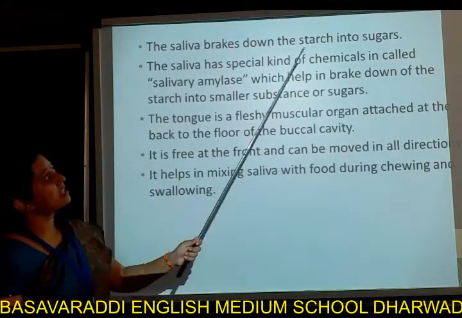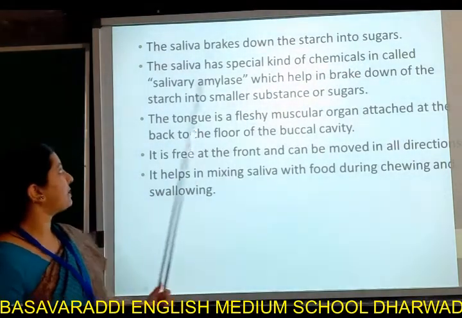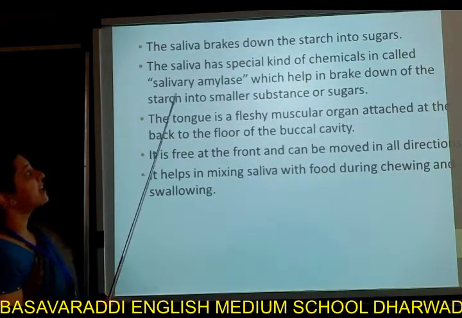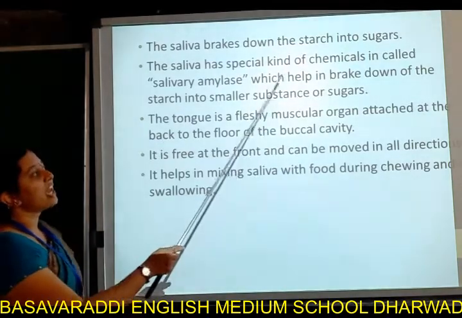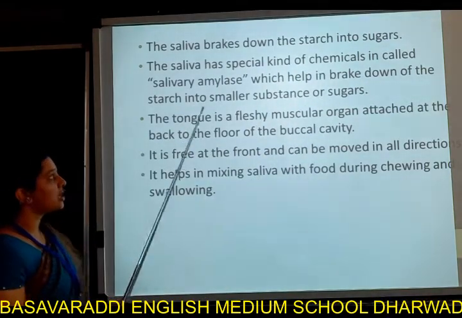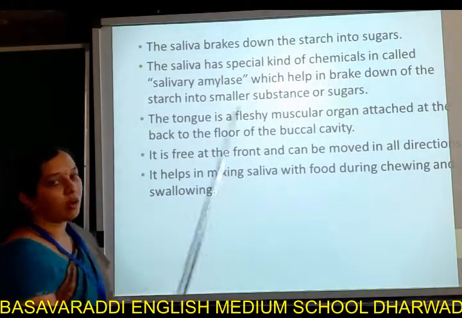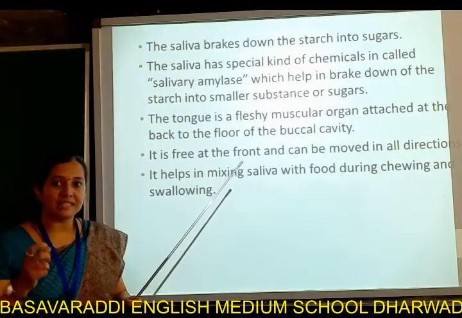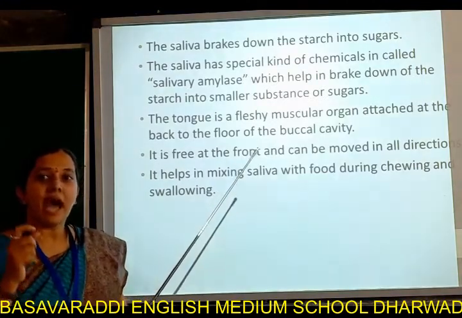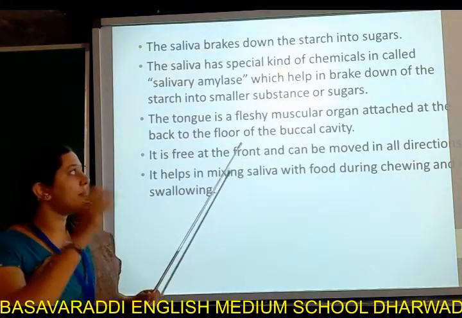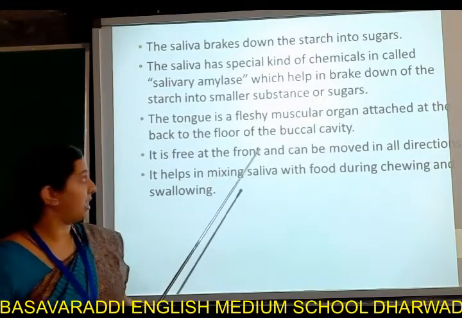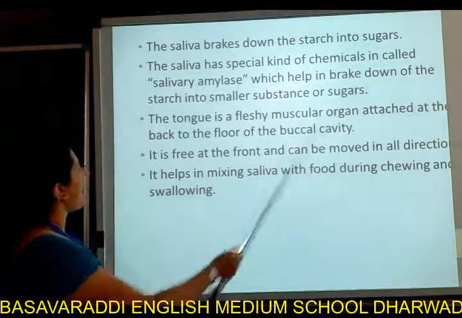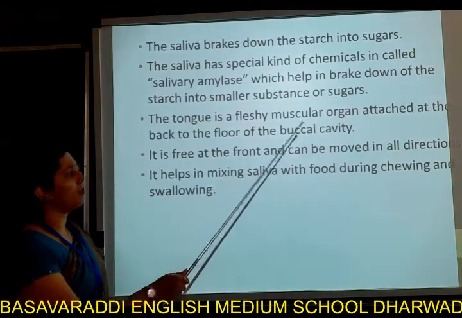So the saliva breaks down the starch into sugars. The saliva has a special kind of chemical in it called salivary amylase, which helps in breakdown of the starch into smaller substances or sugars. So in saliva we have a particular kind of enzyme called salivary amylase, which helps in breakdown of this starch.